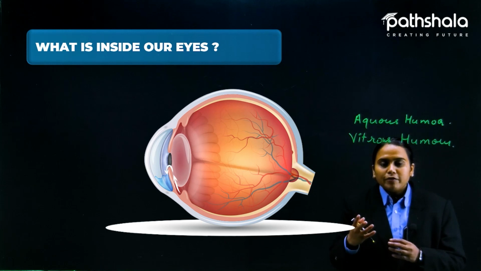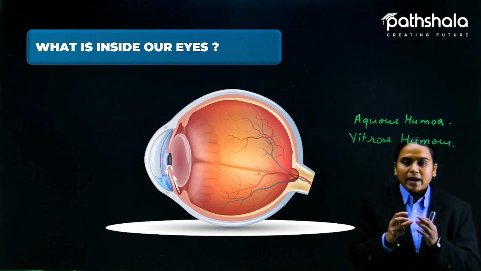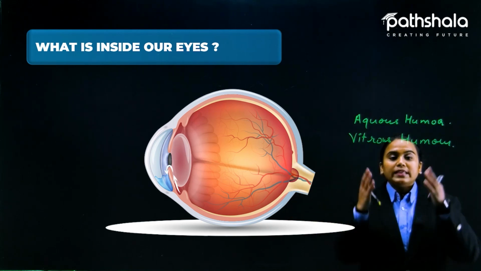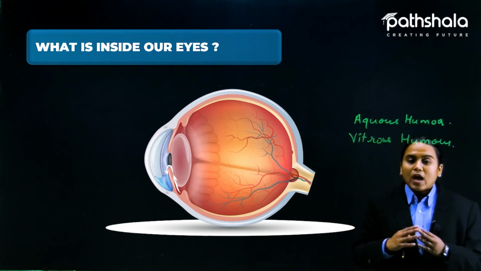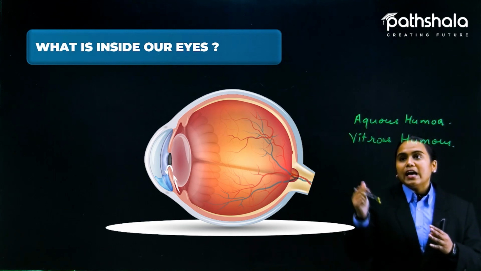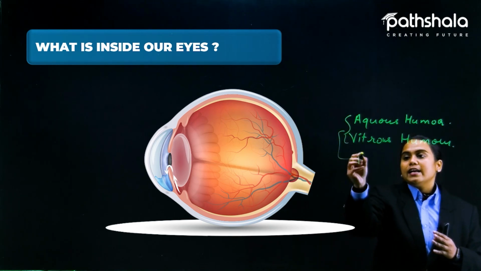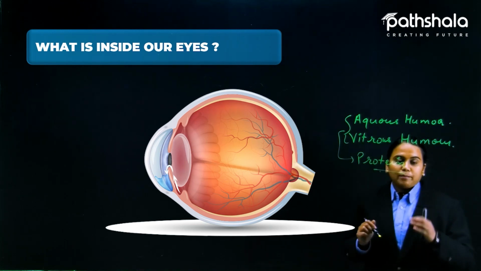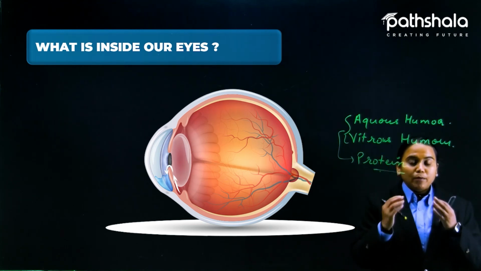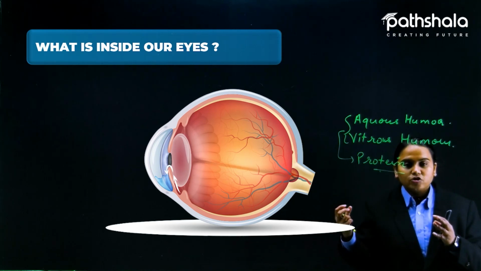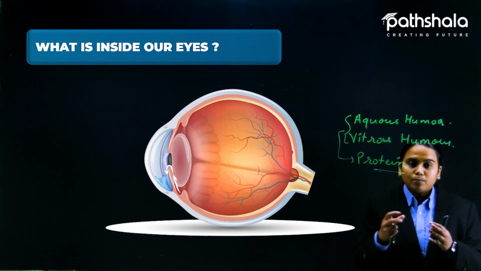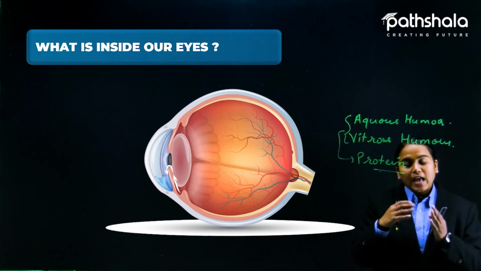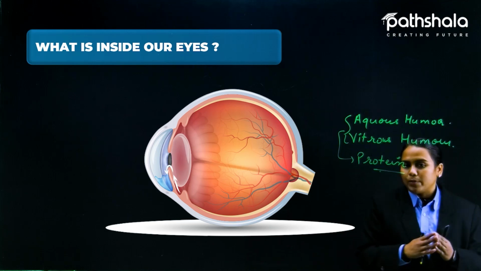Like your football is filled with air, in the same manner these eyeballs are filled with these two liquids. Aqueous humor and vitreous humor are protein liquids, and they give us very good benefit. Because protein is there, the build-up of the whole eye structure is very good, and that protein structure receives energy from your food, and then your eyes work properly.